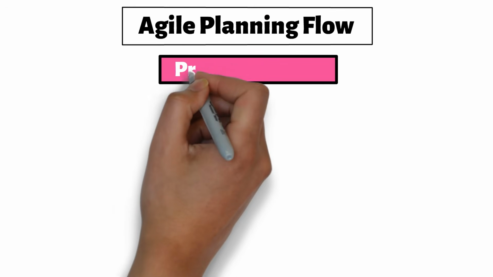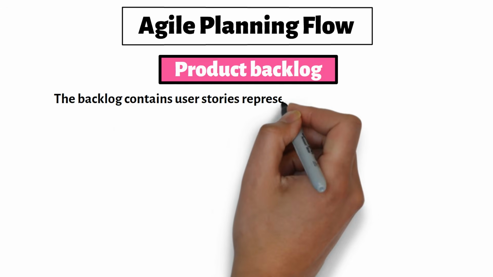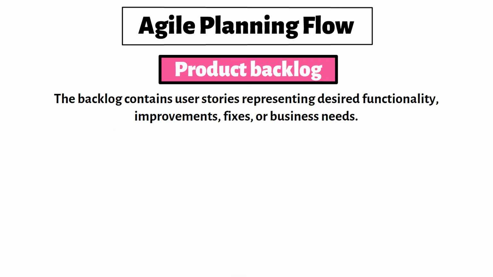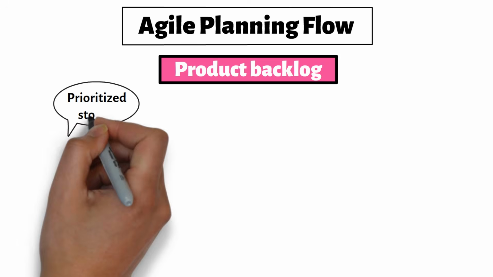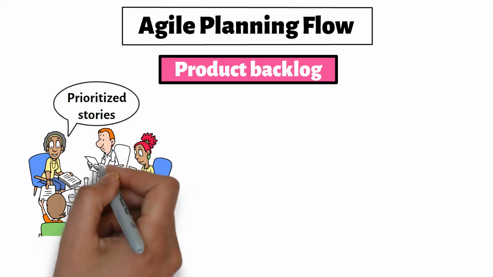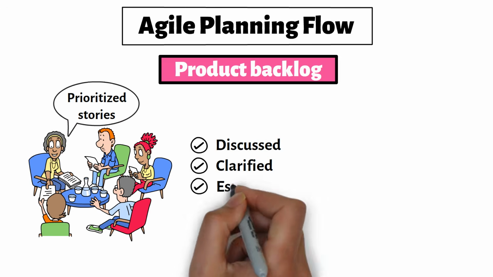Before we dive into story points and velocity, let's first look at the overall Agile planning flow. Everything usually starts with the product backlog. The backlog contains user stories representing desired functionality, improvements, fixes, or business needs. The product owner prioritizes these stories. From there, the team reviews candidate stories for upcoming work. The stories are discussed, clarified, and estimated.